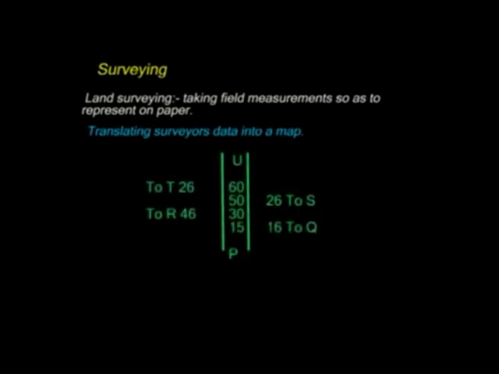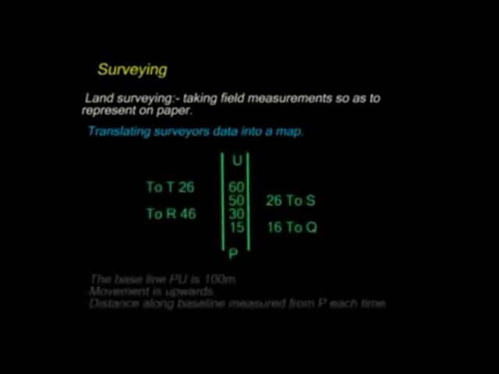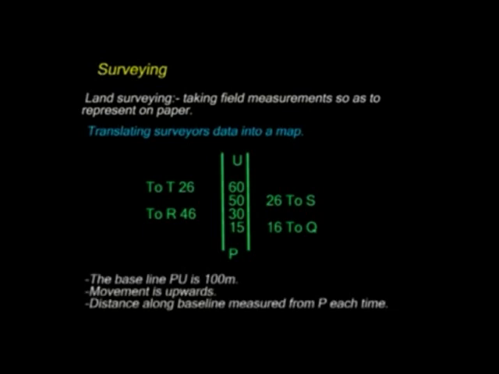So let's start by translating surveyor's information into a map. Now in a surveyor's book, you will expect to find the kind of information on your screen. The baseline is PU, which is equal to 100 meters, but be careful, do not try to add those values. Now the key things to note are, one, we move from the bottom upwards. We move from P to U always, and the distances along the baseline are measured from P. So let's describe this information so that you understand why PU is 100 meters.